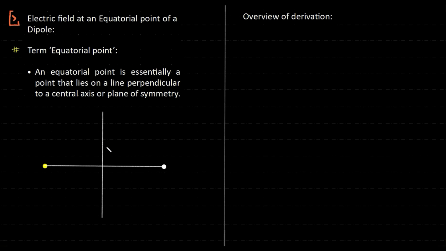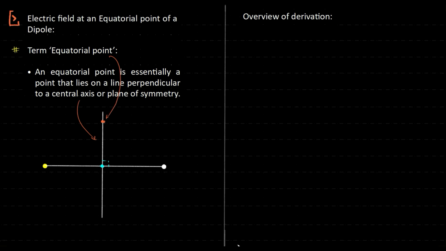The next point that we are going to observe is your equatorial point. So we have a dipole, and a line connecting the dipole. Say this is the center, and through the center we have a perpendicular line, and a dot on this line is your equatorial point. This is known as your central axis or plane of symmetry, because to the left and to the right it looks similar. That's why this is known as the plane of symmetry.